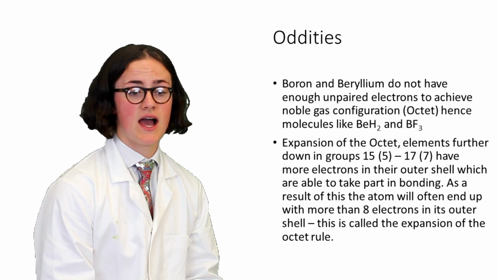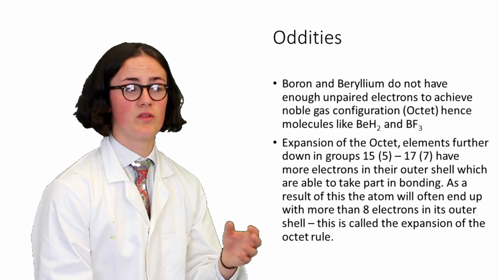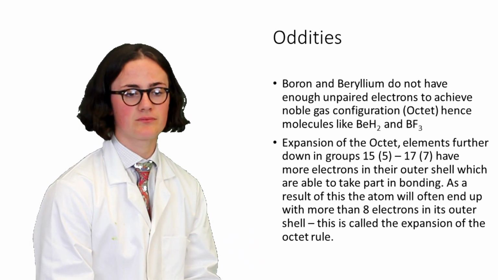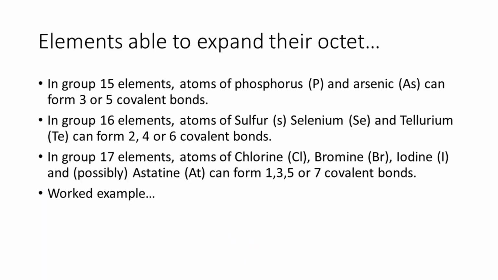As a result, the atoms of the elements will often end up with more than 8 electrons in their outer shell. This is called expansion of the octet. For elements able to expand their octet, in group 15, atoms of phosphorus and arsenic are able to form 3 or 5 covalent bonds. In group 16, atoms of sulfur, selenium or tellurium can form 2, 4 or 6 covalent bonds, and in group 17, atoms of chlorine, bromine or iodine and possibly astatine can form 1, 3, 5 or 7 covalent bonds.